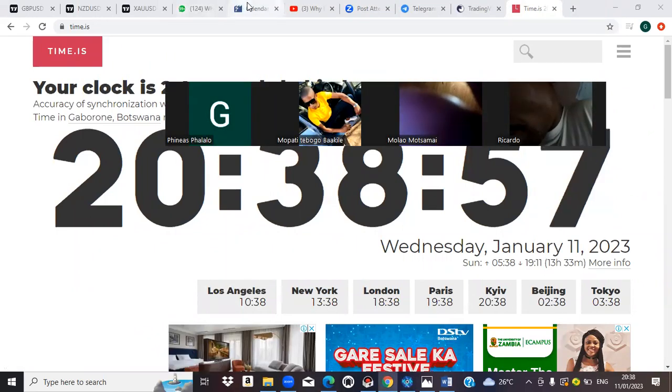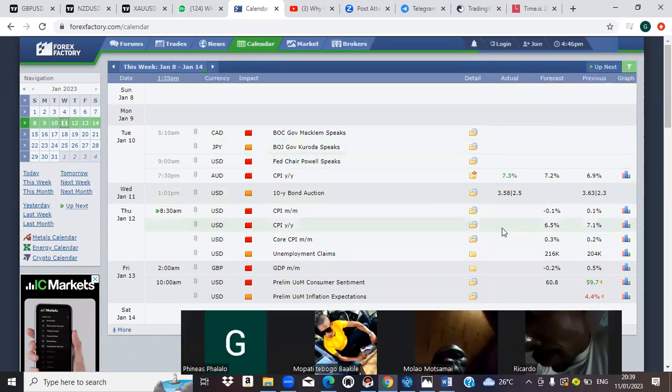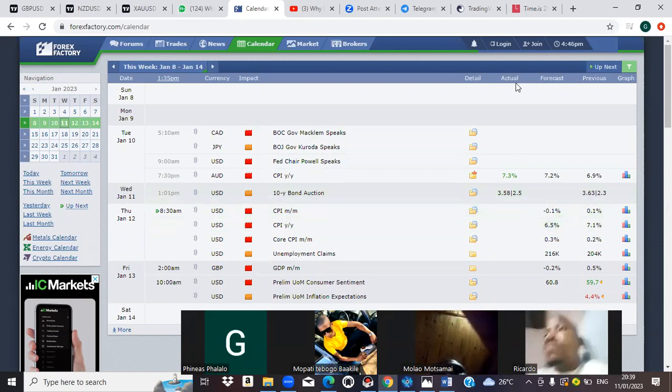So now let's go back to Forex Factory, because tomorrow at half past 3 we are trading CPI. We do the same thing. Firstly, you start by analyzing the market technically, and after analyzing the market technically, you look at the fundamentals. You focus on the actual price.